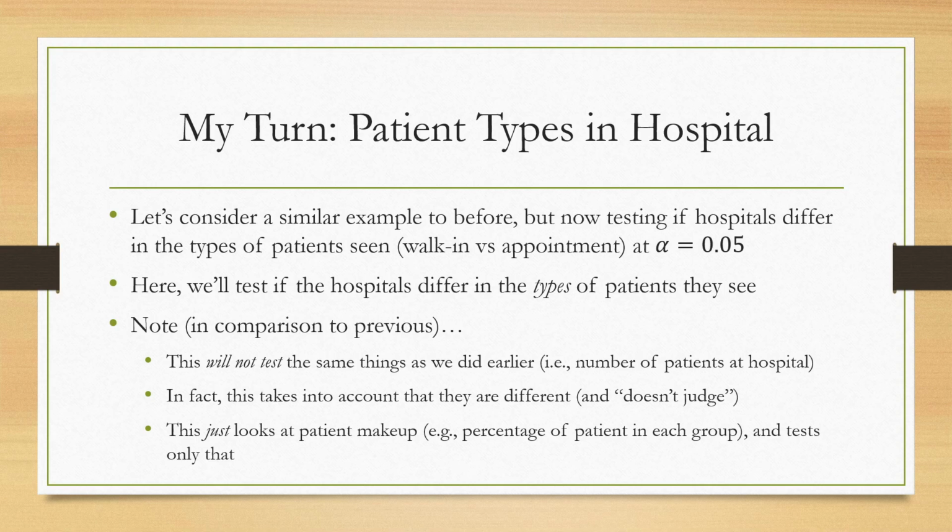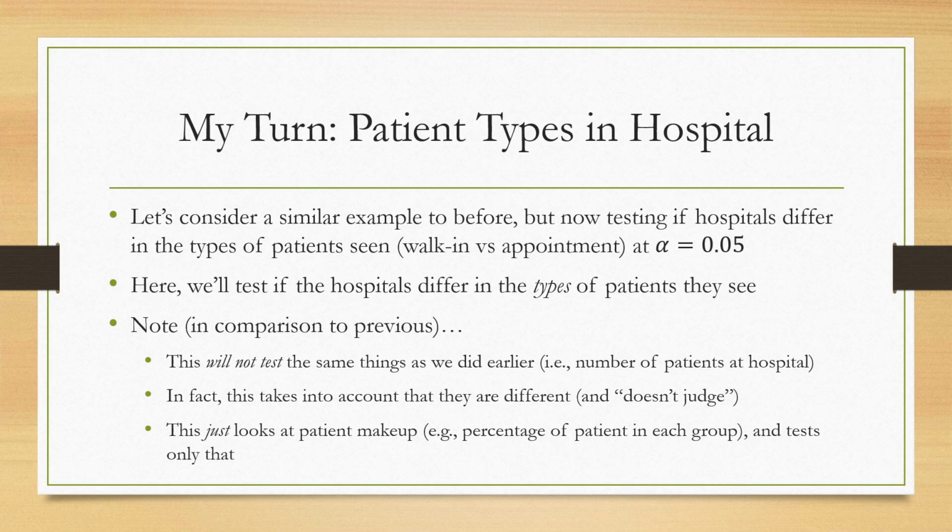So if overall we have an average of 10% walk-ins versus appointments, so that's a ridiculous number, but if that's what we have overall, then that's fine. And if we have 50% overall, that's fine. If we have 90% overall, that's fine. What we're looking at is one hospital, or at least one hospital, different than the others.